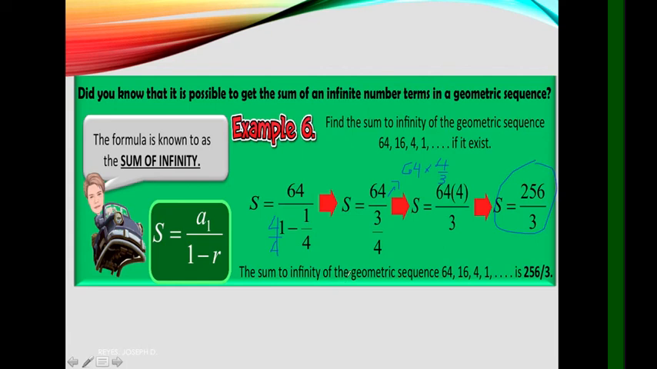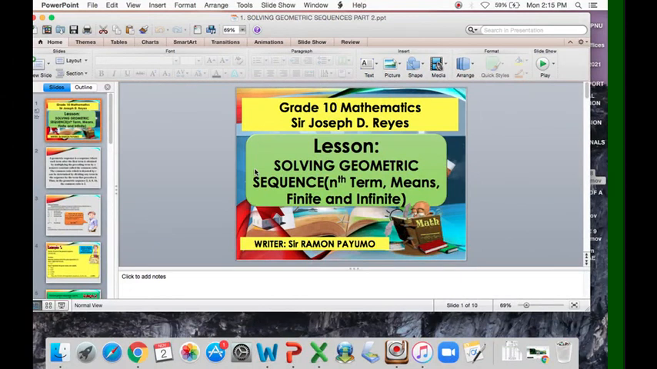So, the sum to infinity of the geometric sequence 64, 16, 4, and 1 is 256 over 3 with the use of this formula. That is S equals a sub 1 over 1 minus r. So, that's all about the solving of geometric sequences, the nth term, and the sums of finite and infinite numbers of terms. With that, thank you very much for listening.